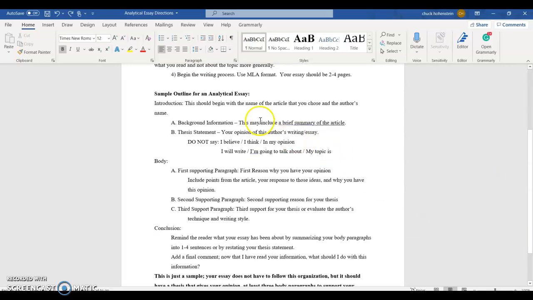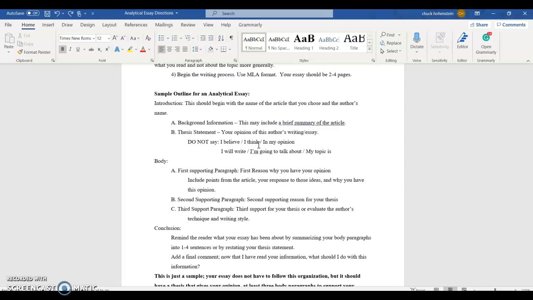We are talking about thesis statements this week, so I want you to make sure you do that. The key thing is it is your opinion. You do not say, I believe, I think, in my opinion. I will write, I'm going to write. Remember, we do this in the third person.